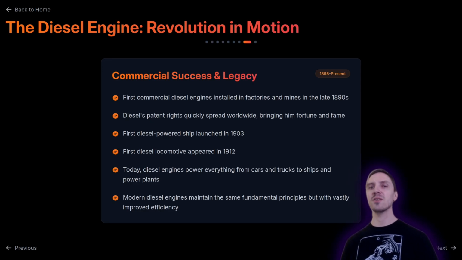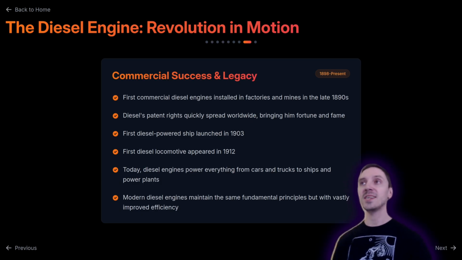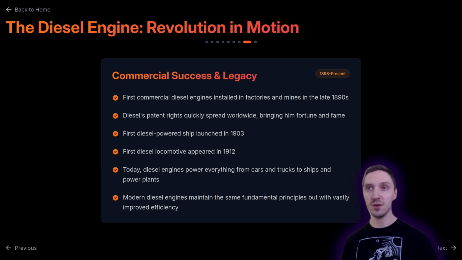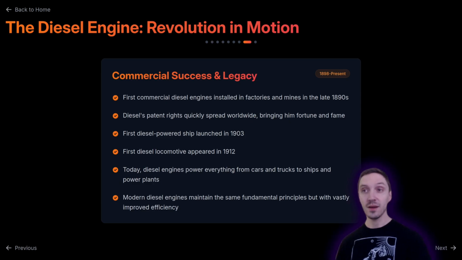Shortly after this prototype, the first commercial diesel engines were installed. It did not take long from the first successful diesel prototype to the first diesel-powered ship and the first diesel-powered locomotive. Today, diesel engines are in everything: cars, trucks, ships, power plants.